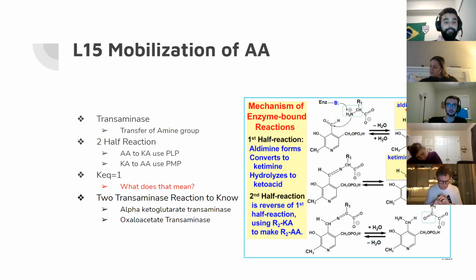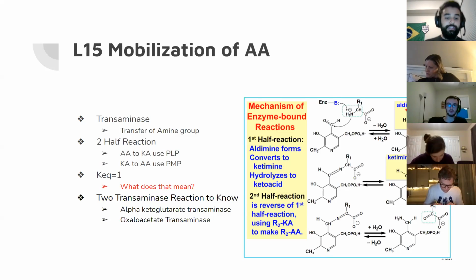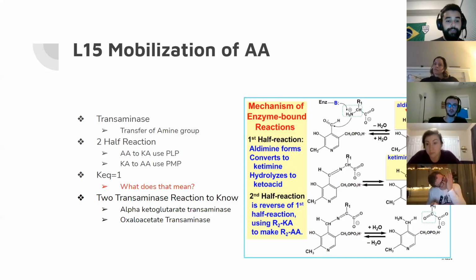So transamination is going to involve the transfer of the amine group from an amino acid to a keto acid. You're going to see that we actually have two half reactions. We have the one that goes from amino acid to keto acid, which uses a cofactor called PLP. Then we have another reaction, keto acid to amino acid, that uses PMP. And you're going to notice that for the most part, these two half reactions have an equilibrium constant of 1. Can anybody tell me what that means? What an equilibrium constant of 1 means?